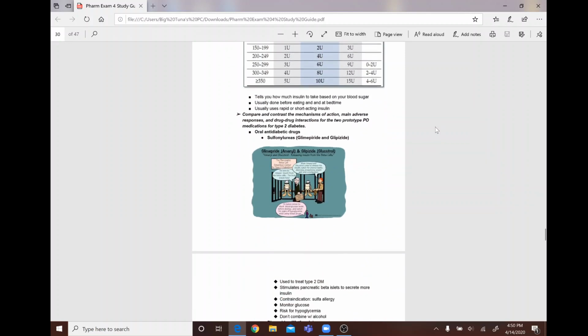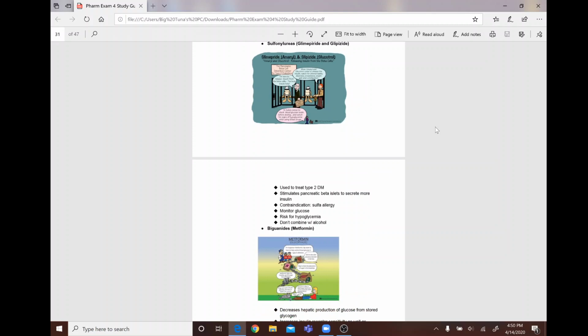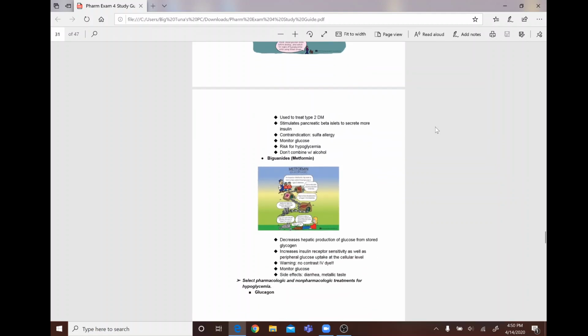Oral anti-diabetic drugs, sulfonylureas, glimepiride and glipizide, treat type 2 diabetes. It stimulates pancreatic beta cells to secrete more insulin. Contraindicated with sulfa allergies, so you want to monitor glucose. You have a risk for hypoglycemia, and don't combine it with alcohol.